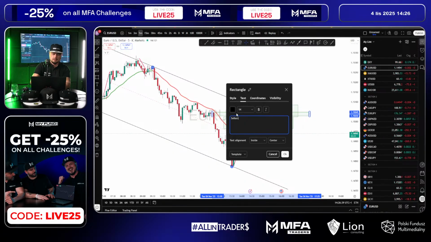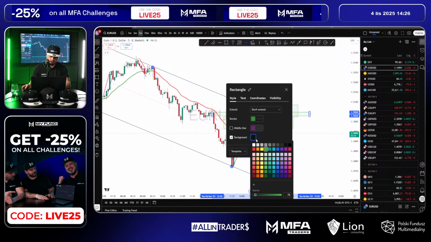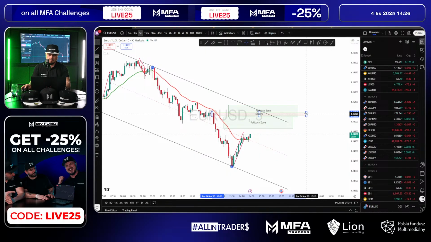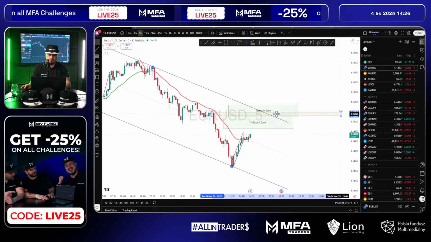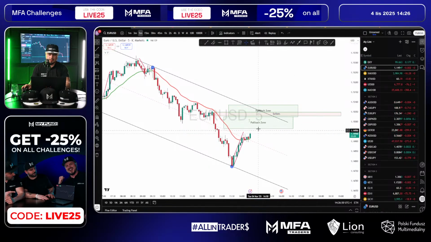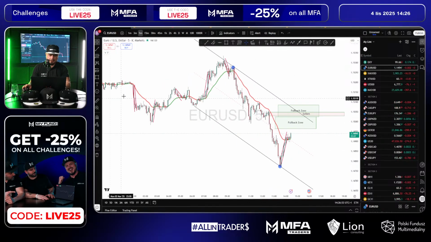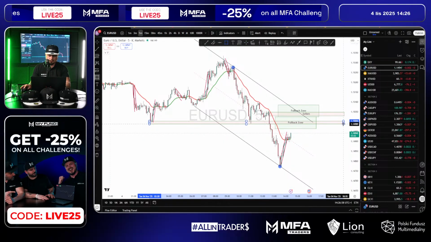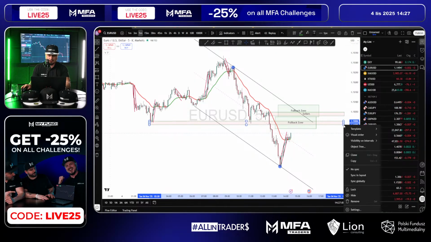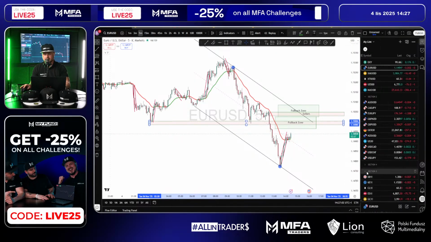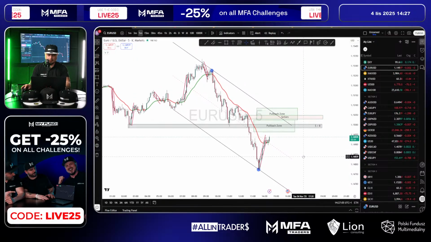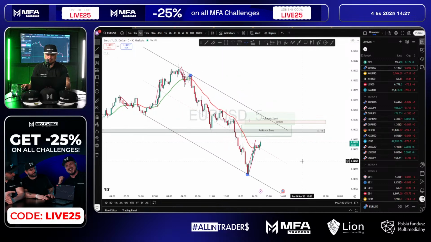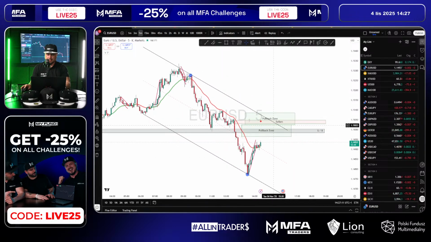Okay, sellers. So in this area, we had some sellers, yeah? Of course, we can add some other things like support resistance zone. We will see how this is gonna work. Okay, so this is the support resistance zone. That's why this area is, I would say, attractive.